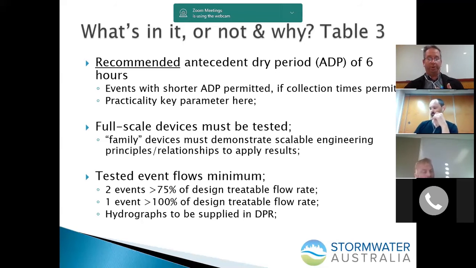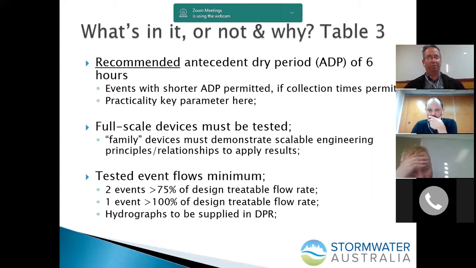There's also a criteria that two of the qualifying events have to have peak flows greater than 75% of the design treatment flow rate. And at least one of those must be in bypass, so must be greater than 100%. Obviously, the more events closer to the treatable flow rate, the better for demonstrating performance. However, this criteria, again, was a recognition that you get what you get. When you're monitoring your system, you have no control over A, whether it rains, and B, if it does rain, at what intensity that you receive it.